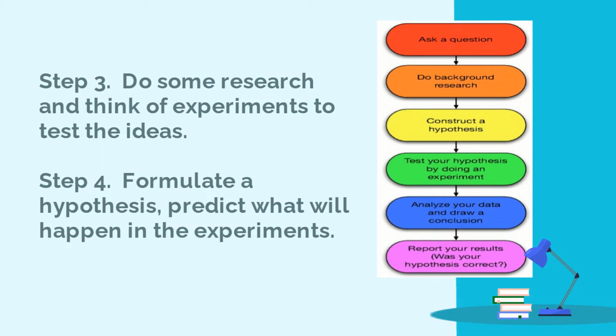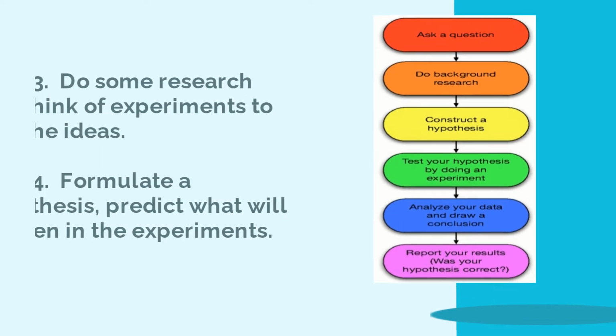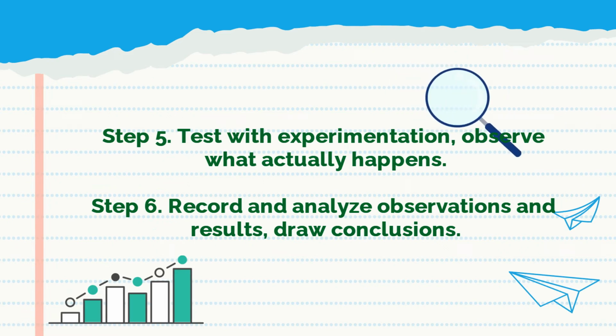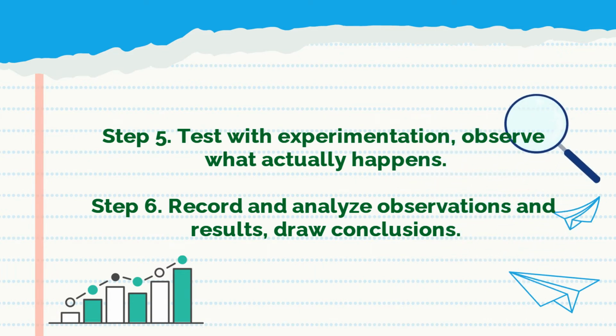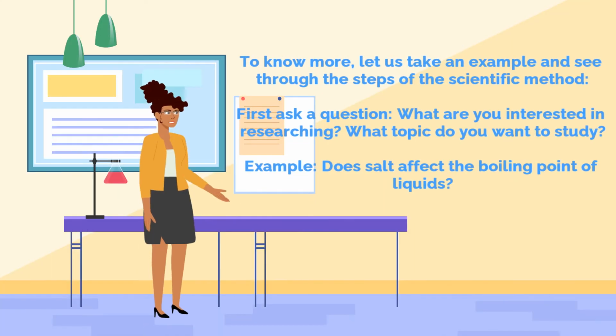Step 4. Formulate a hypothesis, predict what will happen in the experiments. Step 5. Test with experimentation, observe what actually happens. Step 6. Record and analyze observations and results, draw conclusions. To know more, let us take an example and see through the steps of the scientific method.